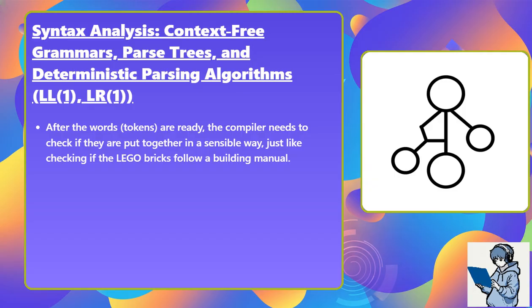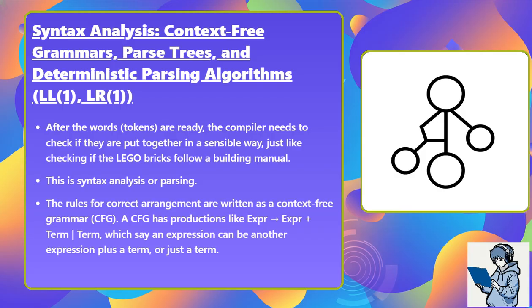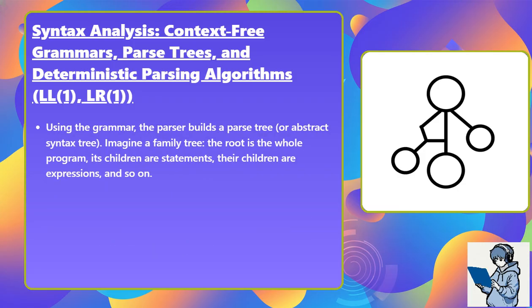After the words, tokens, are ready, the compiler needs to check if they are put together in a sensible way, just like checking if the Lego bricks follow a building manual. This is syntax analysis or parsing. The rules for correct arrangement are written as a context-free grammar, or CFG. A CFG has productions like expr goes to expr plus term or term, which says an expression can be another expression plus a term, or just a term. Using the grammar, the parser builds a parse tree or abstract syntax tree.